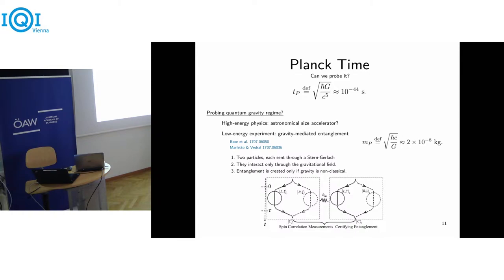I will not go back into the details of their proposals. Roughly speaking, they are just putting two masses in superposition, and then the two closest branches interact just gravitationally. Then they recombine the branches, and they observe entanglement. And this entanglement can only be explained by the gravitational field in between. And they say, since we have created entanglement through the gravitational field, this means the gravitational field is somehow quantum.